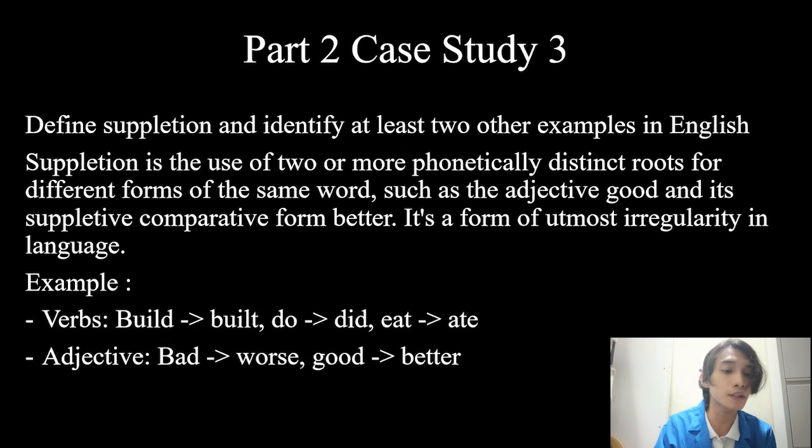Then define suppletion and identify at least two other examples in English. Suppletion is the use of two or more phonetically distinct roots for different forms of the same word, such as the adjective good and its suppletive comparative form better. It's a form of utmost irregularity in language. For example, verbs like build to built, do to did, and eat to ate. Then for adjectives, bad to worse, good to better.